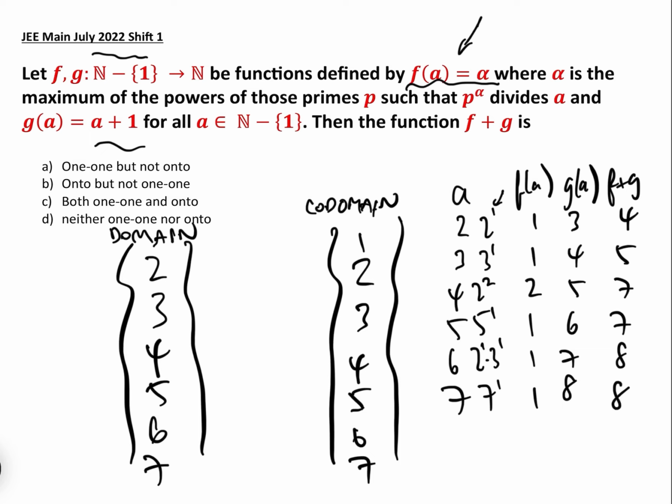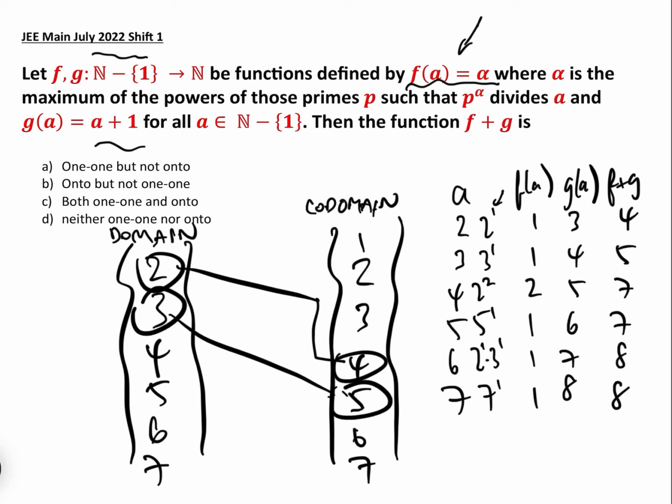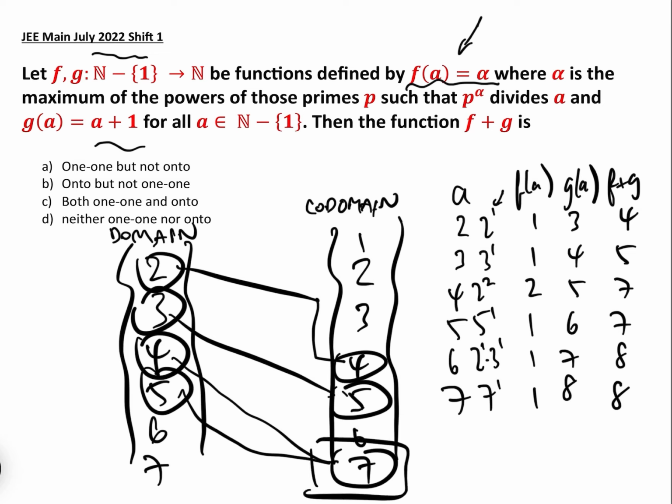And so now we can do the mapping. So when a is 2, f plus g is 4. So 2 maps to 4. 3 maps to 5. 4 maps to 7. And 5 maps to 7, so we can clearly see it is not injective because 4 and 5 are both mapping to the same thing. And also it is not onto because nothing will ever map to 1 or 2 or 3. Okay, so that's that question there.